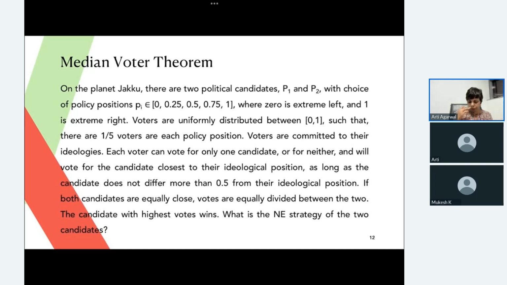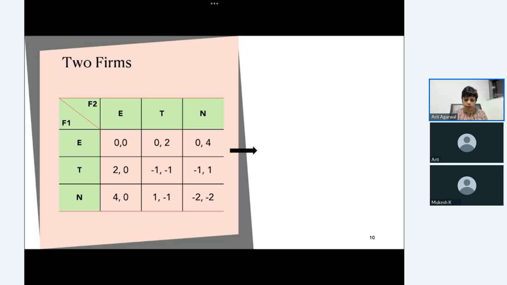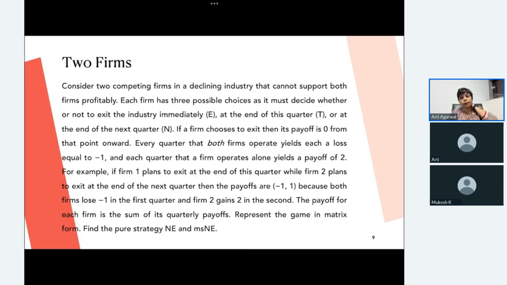Okay, so now I wanted to just go over this two firms example once again. So this is the example. So now we have like 4 or 5 minutes left, and I'm afraid that's not enough time to discuss this, but let me just recap it once. Okay, so there are two firms in a declining industry which cannot support both the firms, and they have the option to exit immediately or at the end of the quarter or at the end of the next quarter. And this is the setup. I don't want to read from the slide, the question is given.